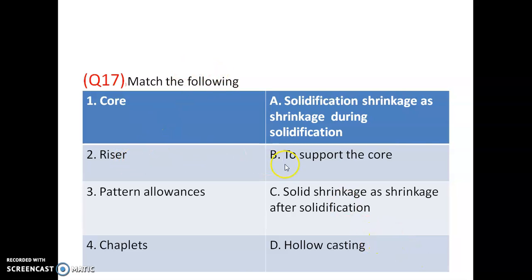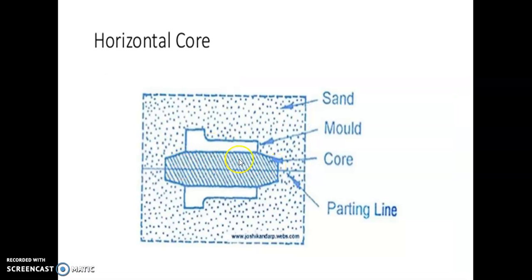Then riser: solidification shrinkage, that is shrinkage during solidification. Option A, 2A. Then pattern allowances: solid shrinkage, that is shrinkage after solidification. So 3C. Then chaplets, 4B: used to support the core. Chaplets are small metal pieces that can be used to support the core. This is a core. The cores are made up of sand.